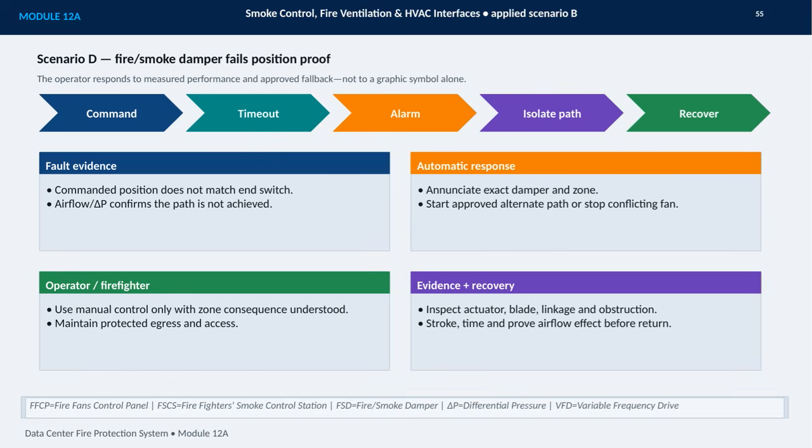The automatic response should identify the exact damper and zone, then start the approved alternate path, or stop a conflicting fan. If manual control is necessary, I first understand the consequence for that zone. I also protect egress and firefighter access.